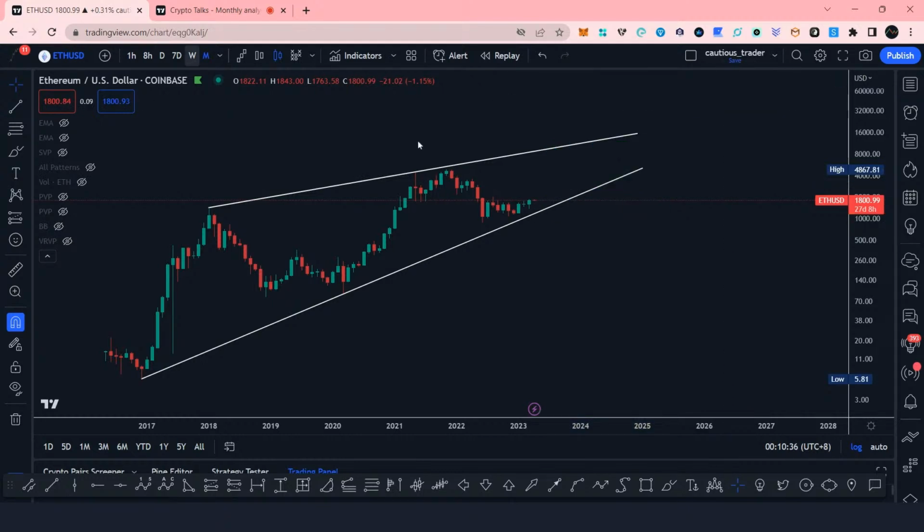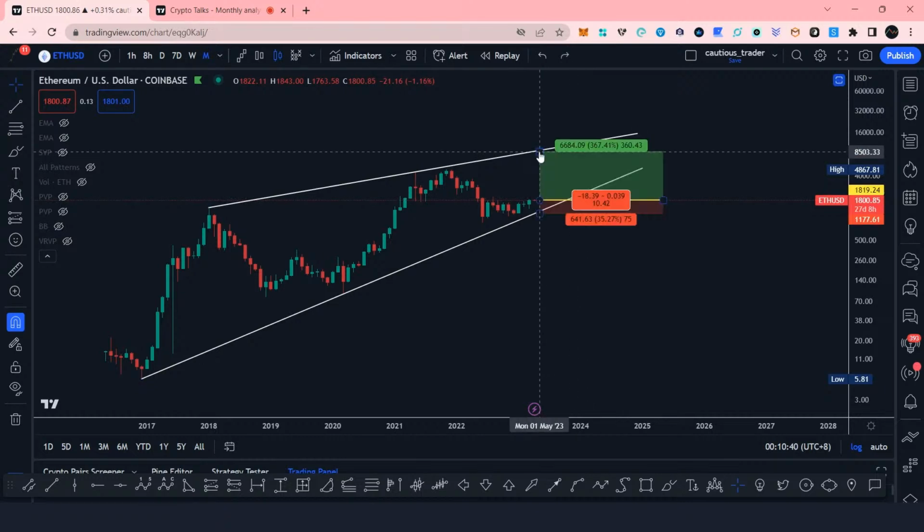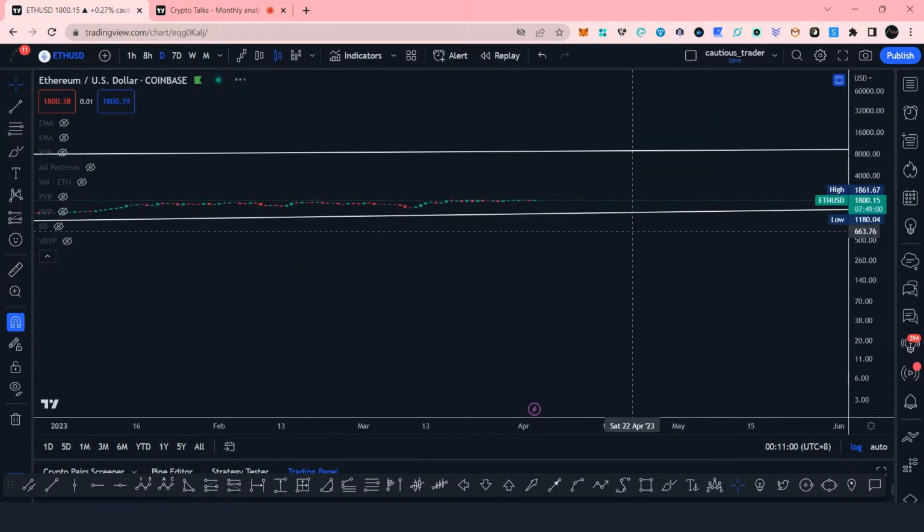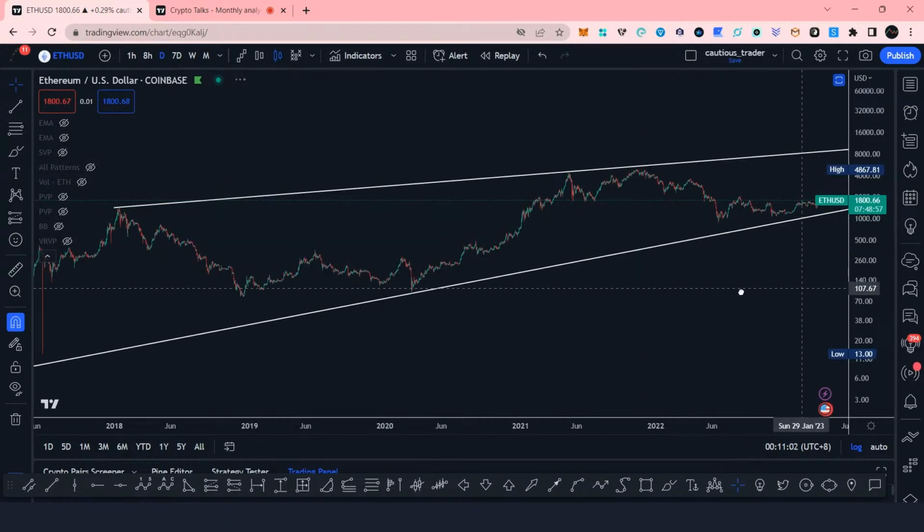For long-term holders, I'm expecting around 8,500 more or less as a possible target, and a support around 1,200 area, with a possible risk reward ratio of 10.42. Let me just delete that. So let's check on the daily.